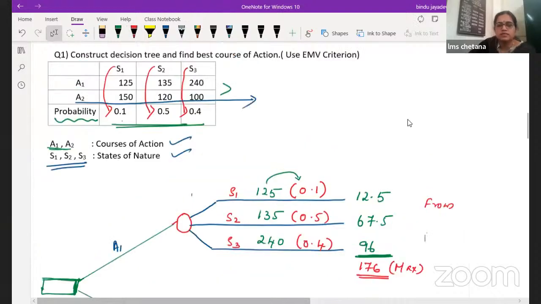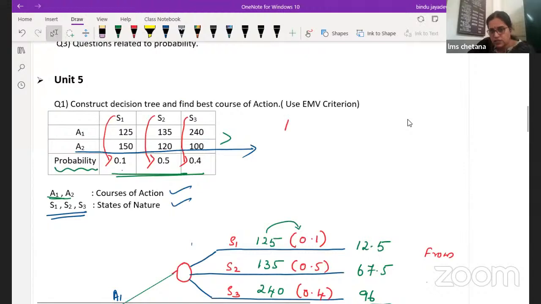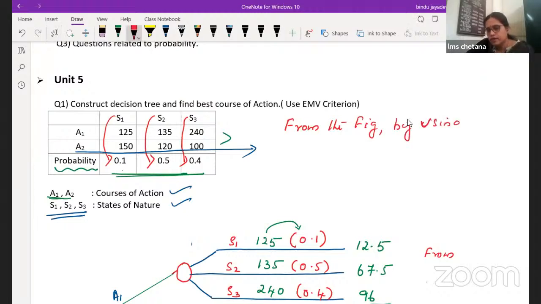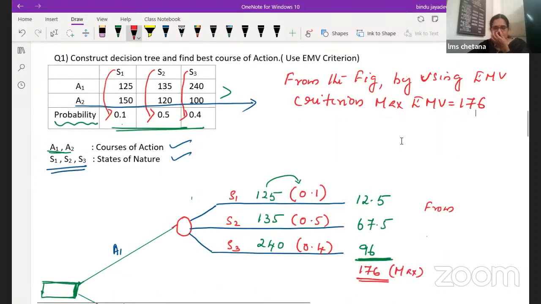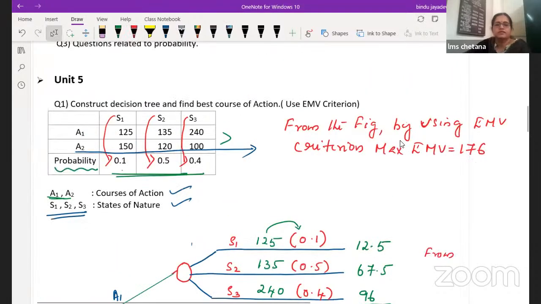What to write? Just write the last sentence after this one. From the figure, by using EMV criteria, you get maximum EMV equal to 176, right? You are getting 176. Yes. Therefore, last sentence.